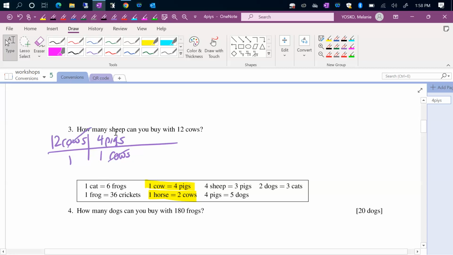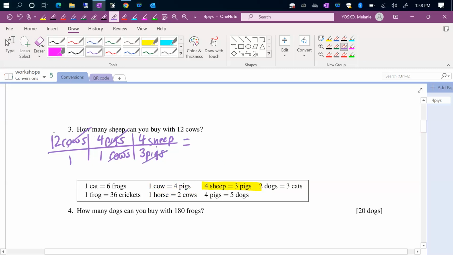What are the units of the number? Cows canceled, right? What's my new unit? You got pigs right now, right? We have pigs. Now how do I go from pigs to sheep? 3 pigs to 4 sheep, okay? So, what goes on the bottom? The pigs. So 3 pigs to 4 sheep. Units cancel again. Pigs in the numerator, pigs in the denominator.